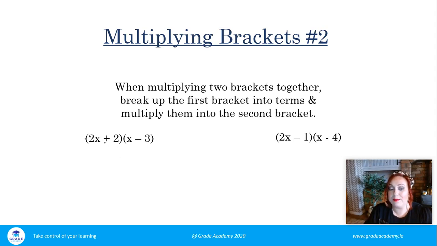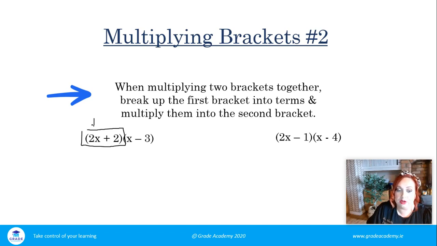These 2 brackets are being multiplied together. So you've got 2 full brackets multiplying together. What are we going to do here? We are going to break up the first bracket into its terms and multiply each of them individually into the second bracket. So I am taking 2x plus 2. I'm taking the 2 terms within that bracket and I'm individually multiplying them into the second.